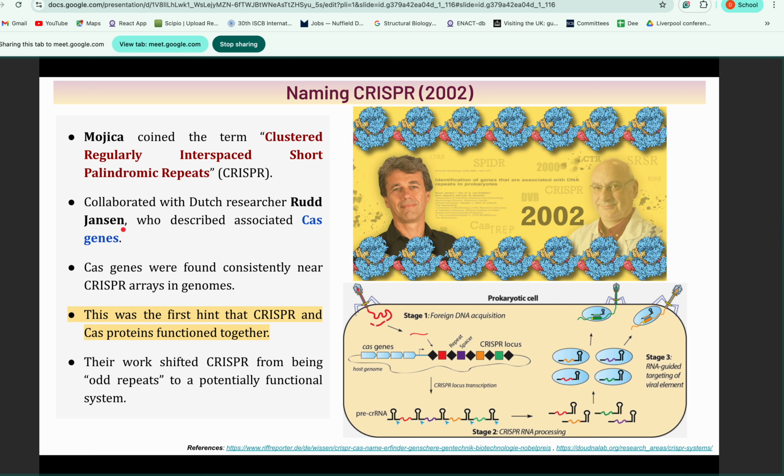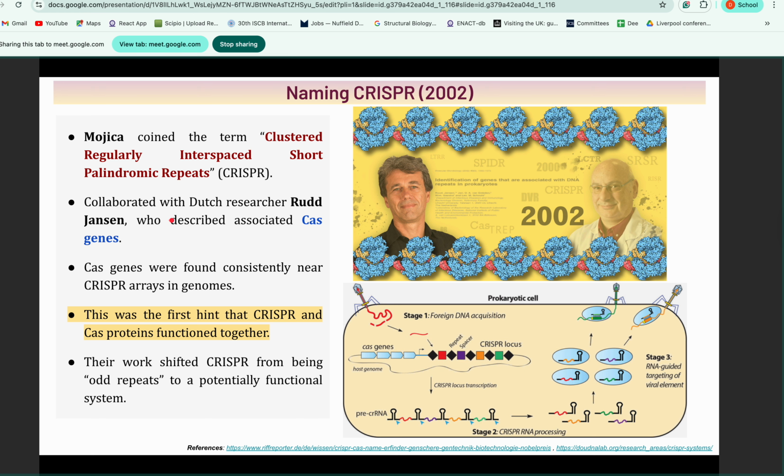Ruud Jansen. At that time, Mojica and Ruud Jansen coined the term CRISPR, which stands for clustered regularly interspaced short palindromic repeats. That means there are multiple such short palindromic repeats present in a cluster, with regularly spaced spacers present between these repeats. From there the name clustered regularly interspaced short palindromic repeats came out.